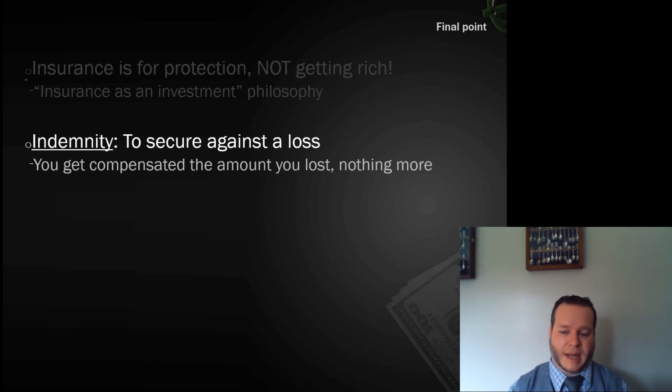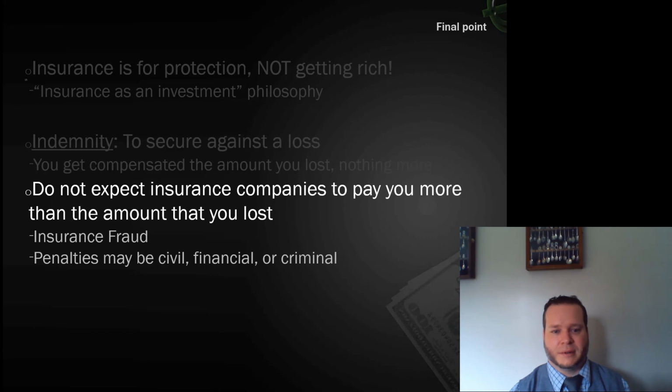So don't lie, don't cheat. Just try to get reimbursed for the amount that you lost. If they happen to give you more through their own error, then that's on them. That's for them to decide how much they should pay you. But don't try to get more by lying or cheating. It's bad. It's a crime in this country.